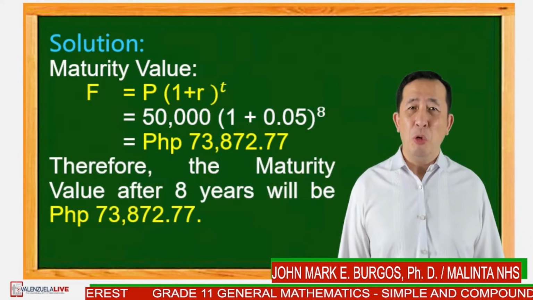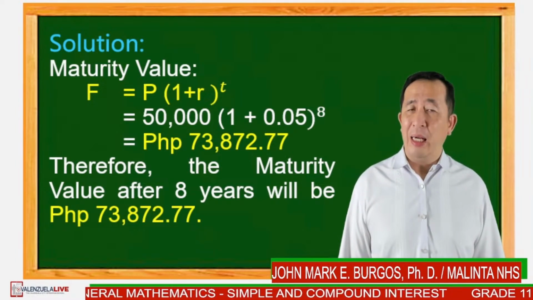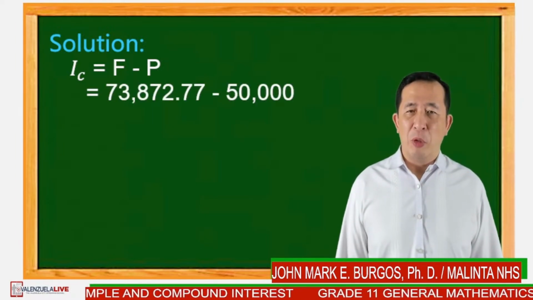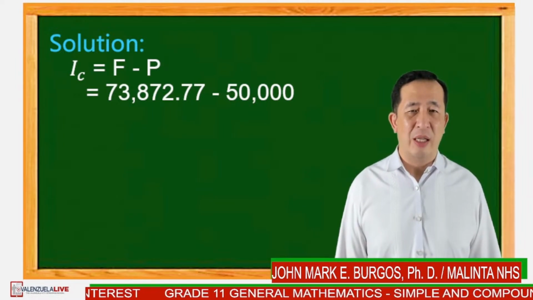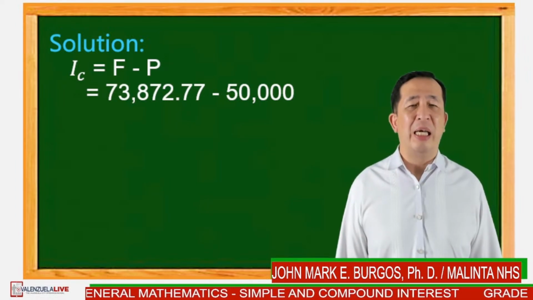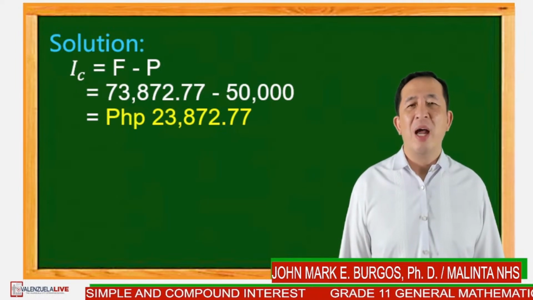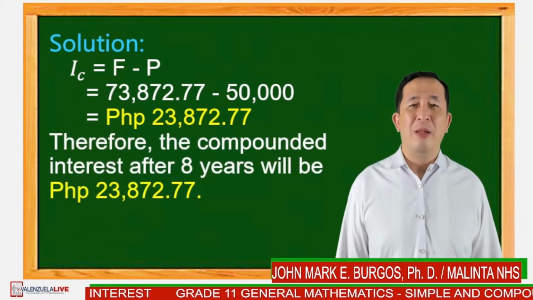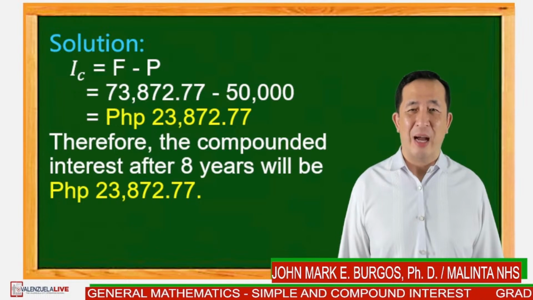Now, to compute for the interest of the compounded, we have I is equal to F minus P. To substitute the value, we have the computed maturity value of 73,872 pesos and 77 centavos minus the principal, which is 50,000. Therefore, the interest is 23,872 pesos and 77 centavos. Therefore, the compounded interest after 8 years will be 23,872 pesos and 77 centavos.